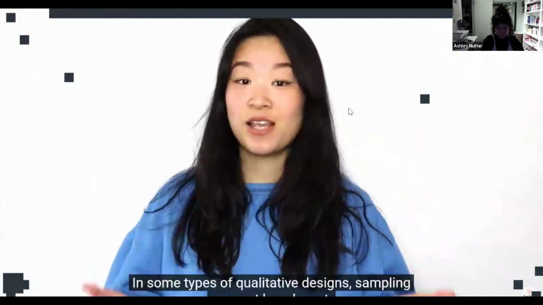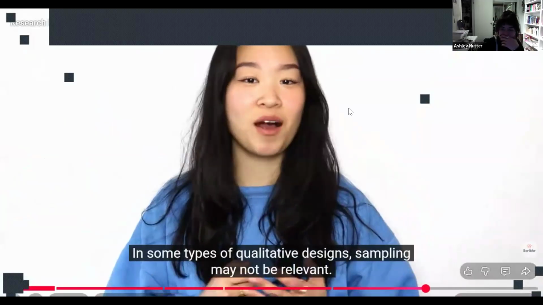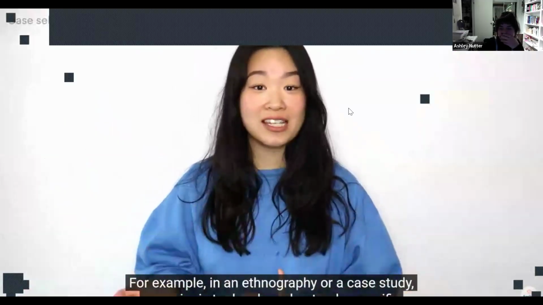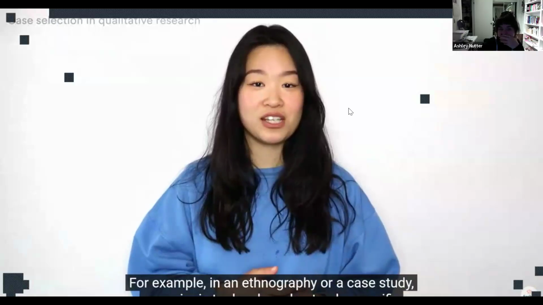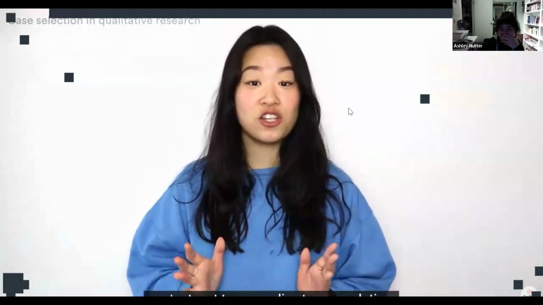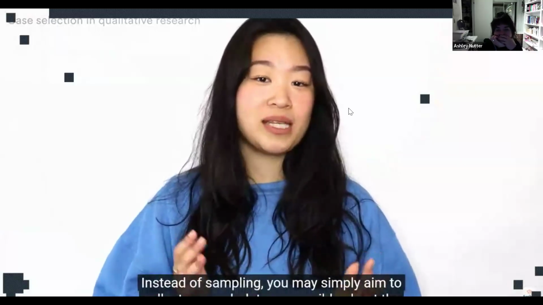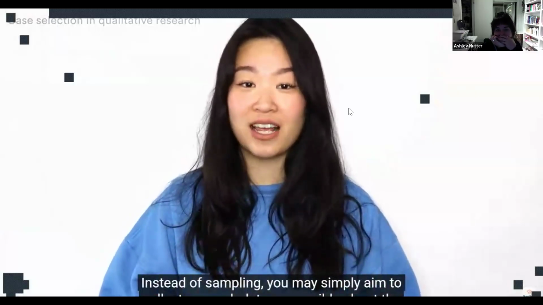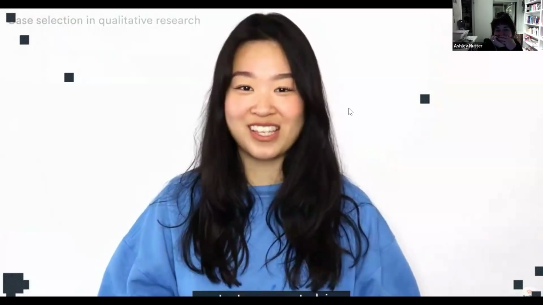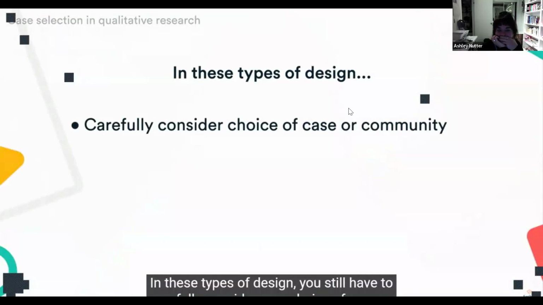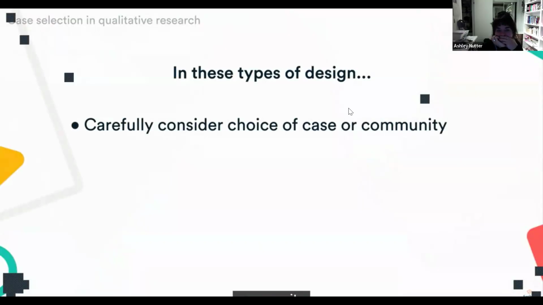In some types of qualitative design, sampling may not be relevant. For example, in an ethnography or case study, your aim is to deeply understand a specific context, not to generalize to a population. Instead of sampling, you may simply aim to collect as much data as possible about the context you're studying. In these types of design, you still have to carefully consider your choice of case or community.